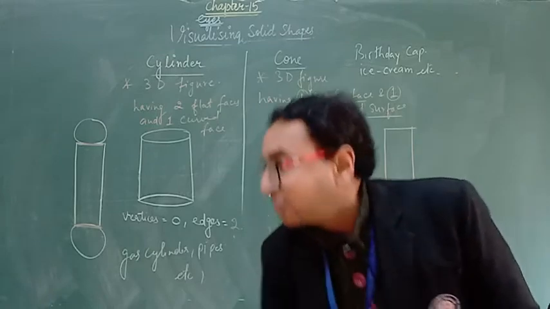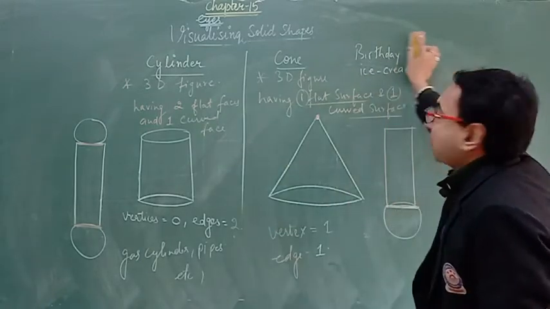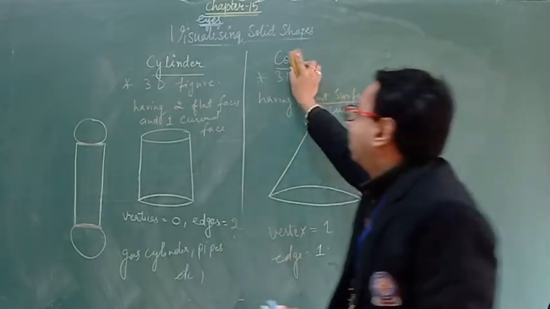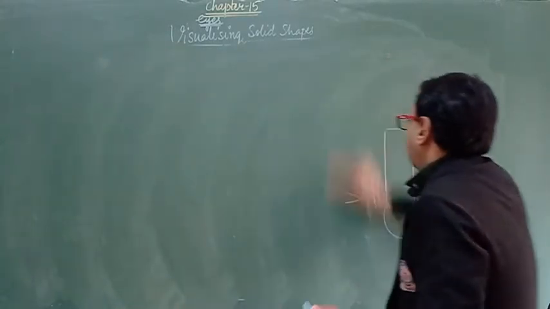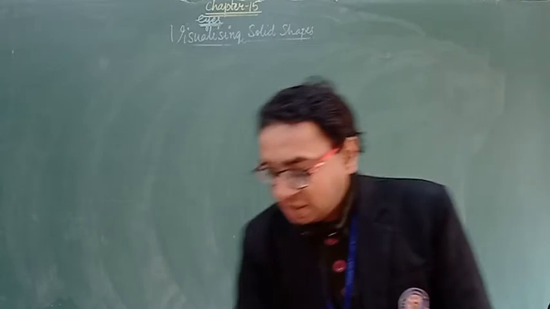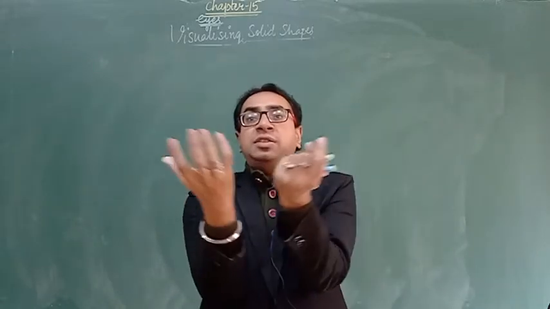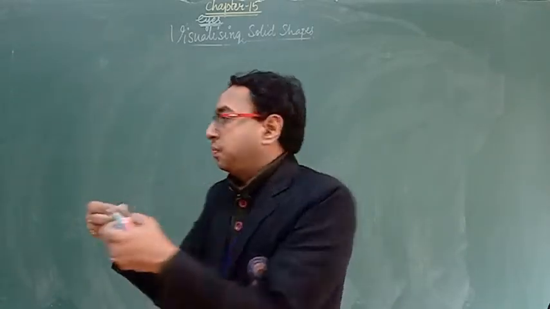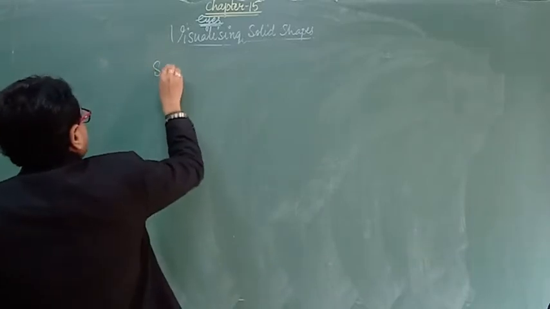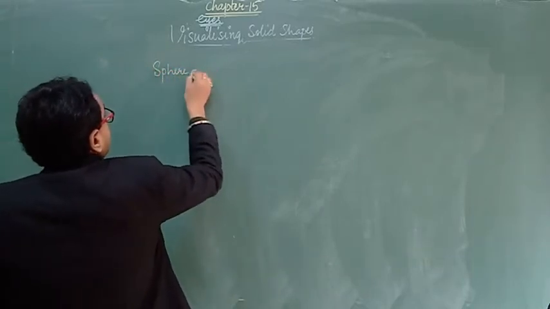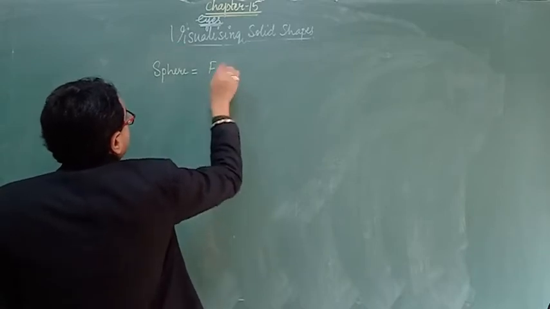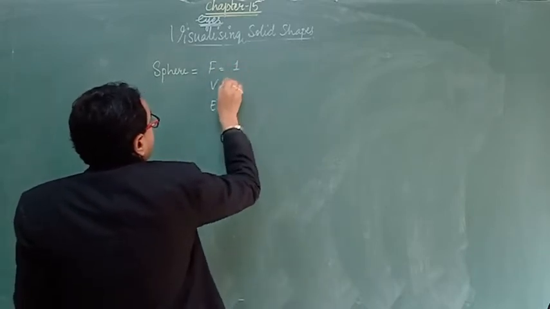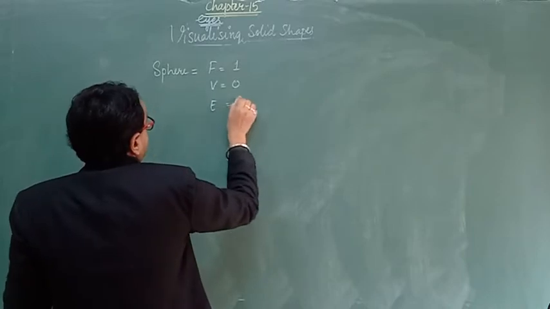Next, let's do the next two shapes. Before that, let's see the sphere. How does a sphere look like? Sphere is like a ball. So if I talk about faces, vertices, and edges, a sphere has only one curved face, 0 vertices, 0 edges.